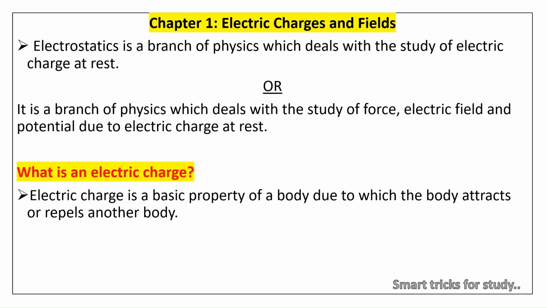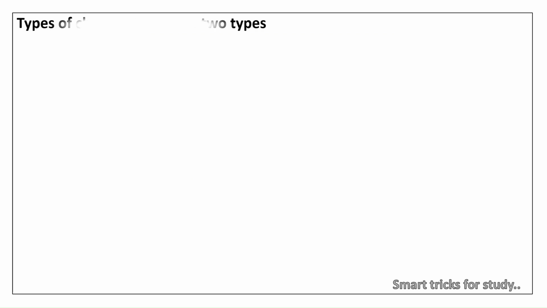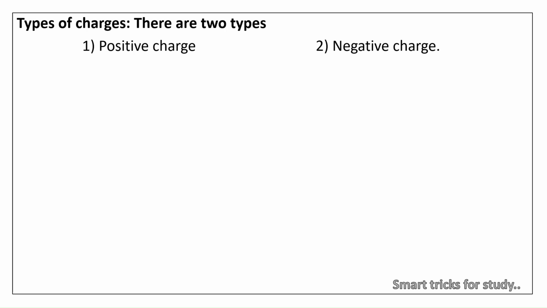Electric charge is a basic property of a body due to which the body attracts or repels another body. Charge is a scalar quantity. SI unit of charge is Coulomb denoted by capital C. Types of charges, there are two types. 1. Positive charge. 2. Negative charge.